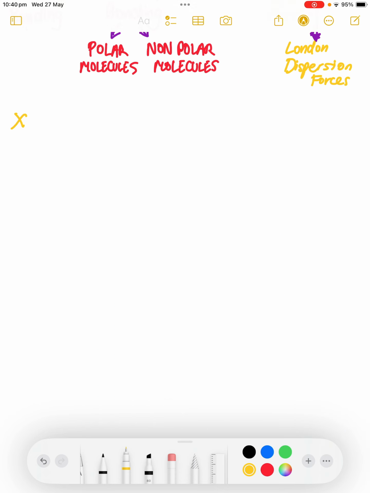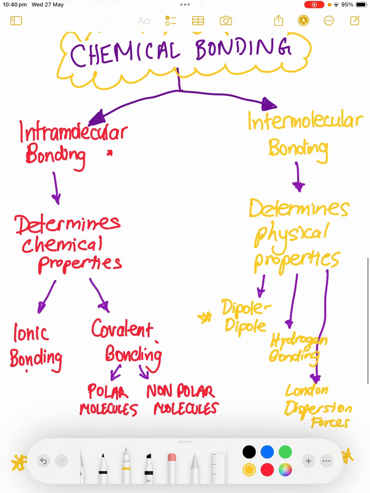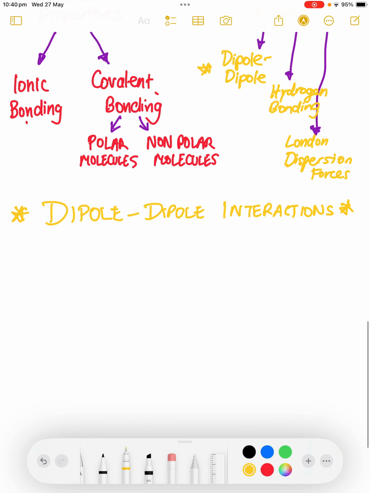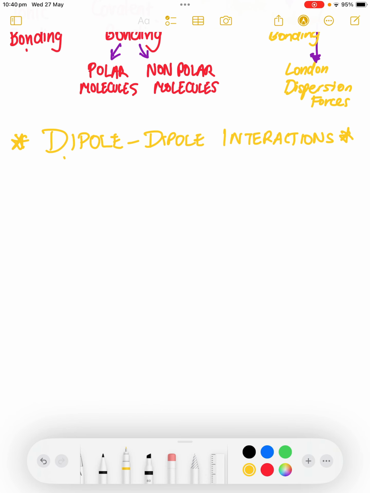Dipole interactions. Okay. And just ask yourself again, looking back at this, all right, which type would it be? And again, we can just say intermolecular forces. Okay.